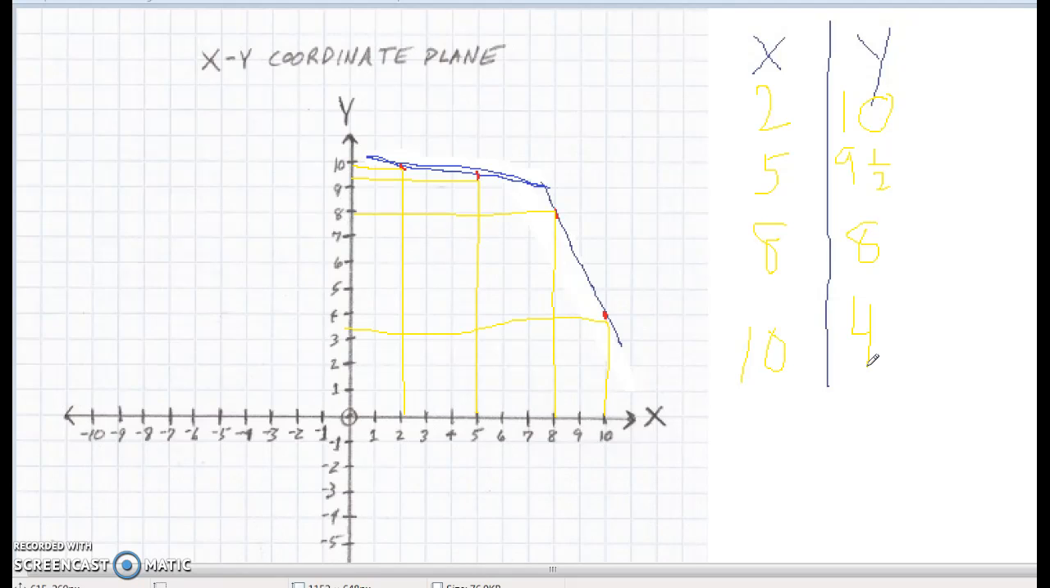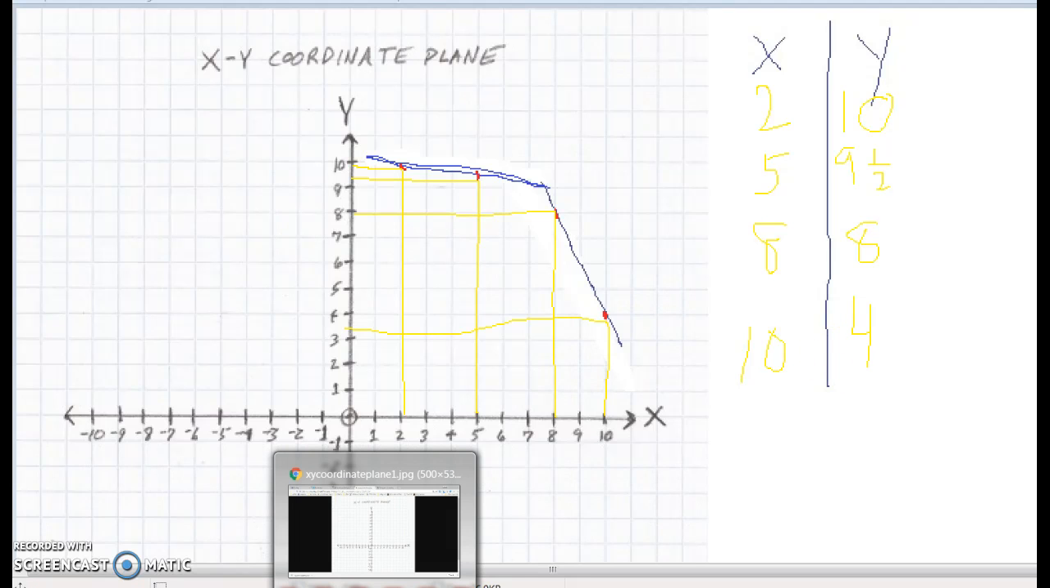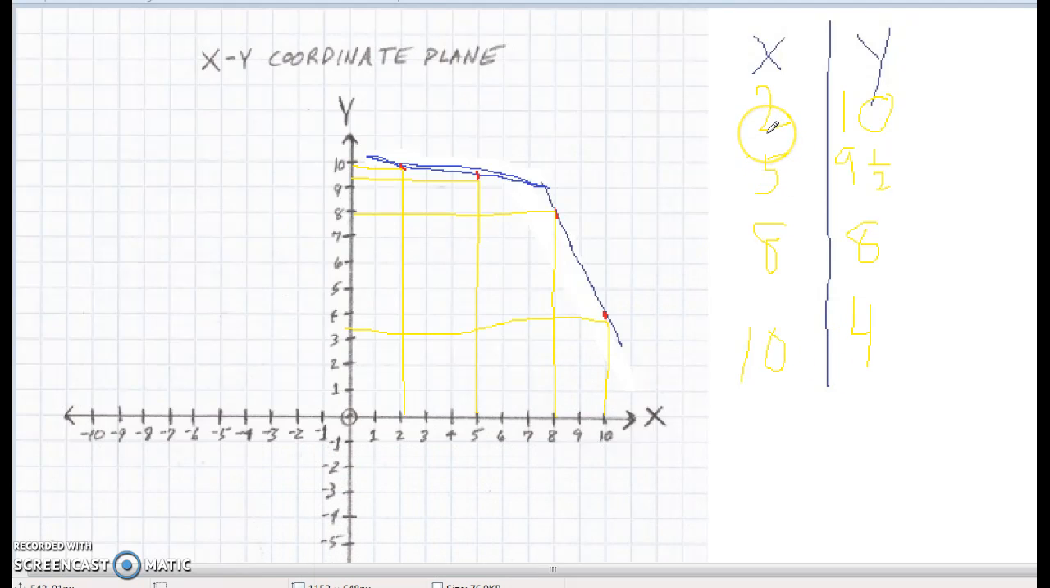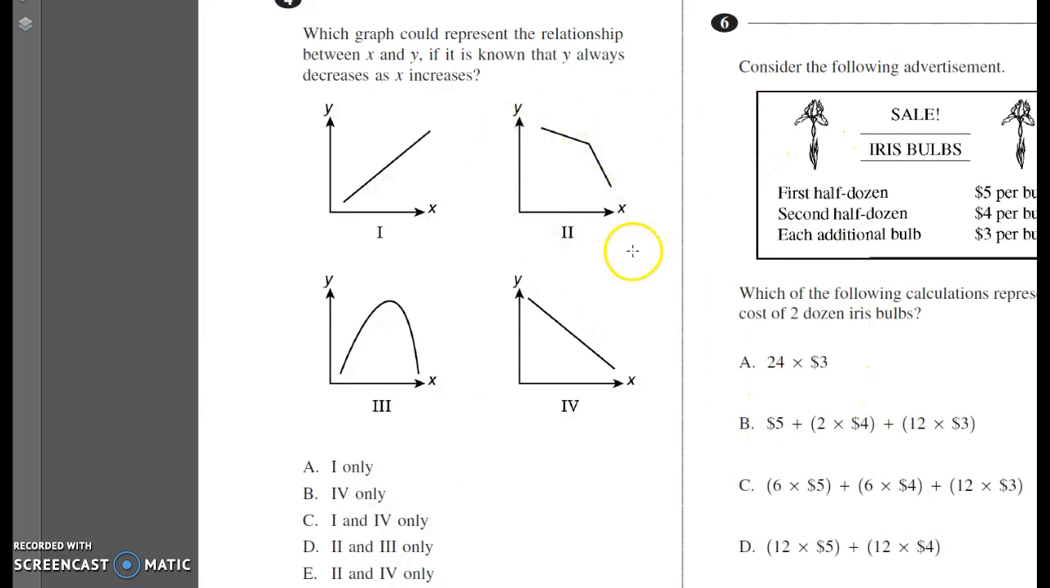The pattern that we see here is the x going from a 2 to a 5 to an 8 to a 10. So it is increasing. And the y is going from a 10 to a 9.5 to an 8 to a 4. So it is decreasing. So this second graph, which is Roman numeral 2, is going to be part of our answer.